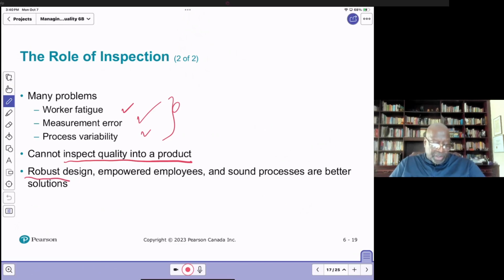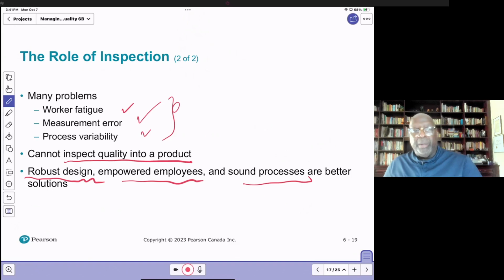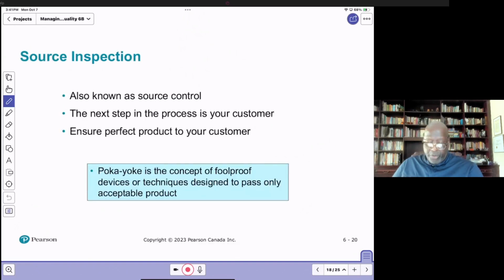You then should focus on things like robust design, empowered employees, and some processes that can actually help with improving your performance. Source inspection, also known as source control, is the next step: the next step in the process is your customer. Ensure a perfect product to your customer.